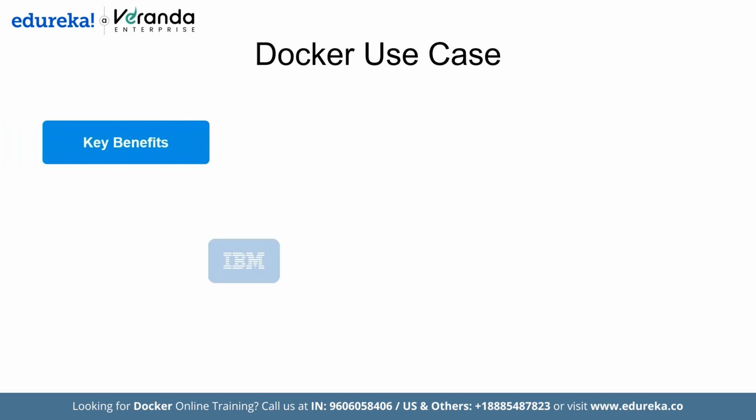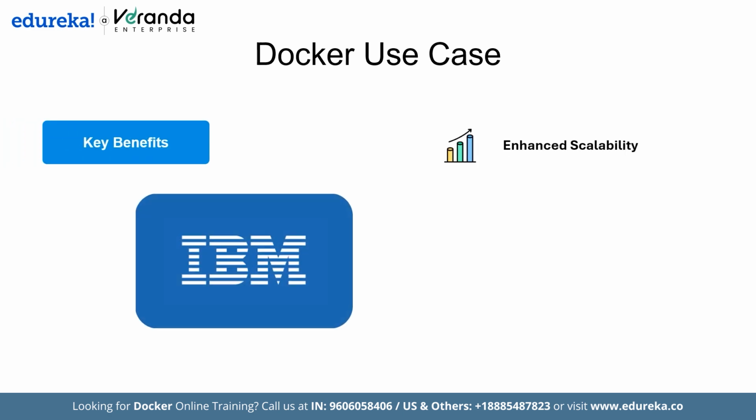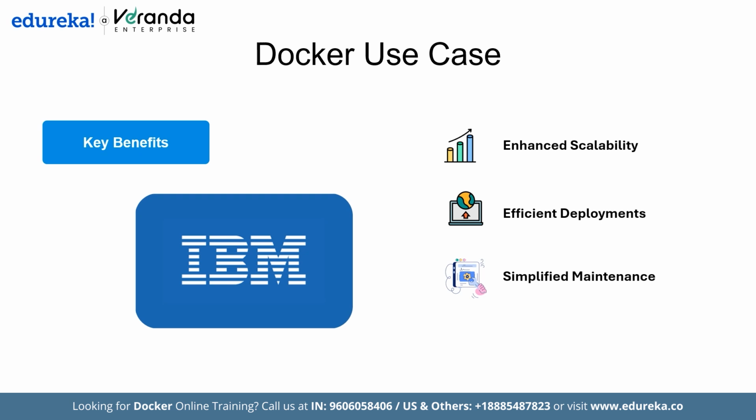Let's see the key benefits brought. First is enhanced scalability. Containerization optimized resources and also simplified scaling as demand grew. Efficient deployment. Docker streamlined deployment, reducing errors and downtime for a more reliable setup. Simplified maintenance. Isolated components enabled easy updates, boosting flexibility and reliability. Last is the cost-effective operations. The modular setup cut costs and also improved responsiveness, making IBM Control Desk more agile.